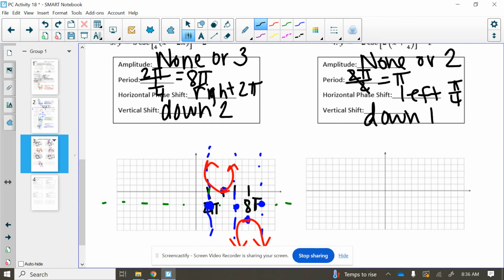So this time, if we are repeating by the time we get to pi, each of our scale would be going up by pi over 4. And this time we'll start to the left. So we're going to sketch that in. We also are shifting this graph down 1 unit.